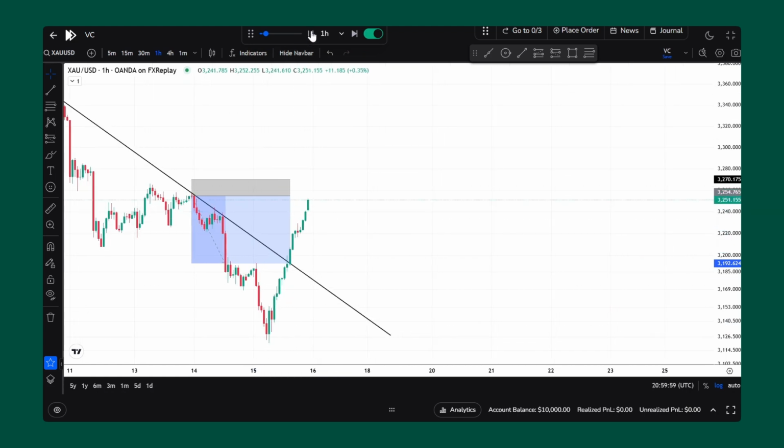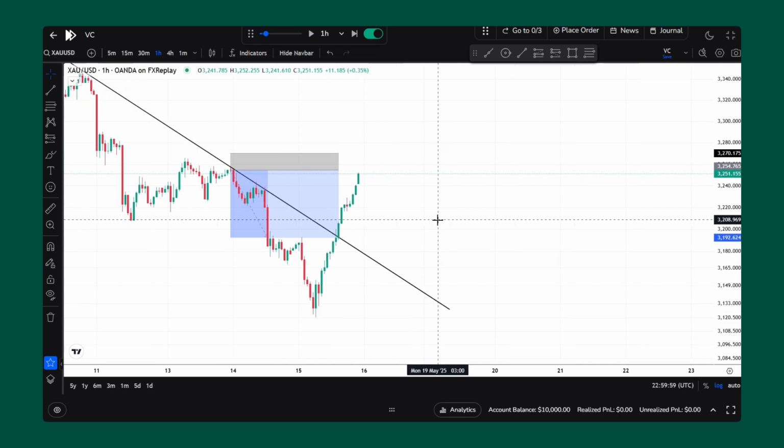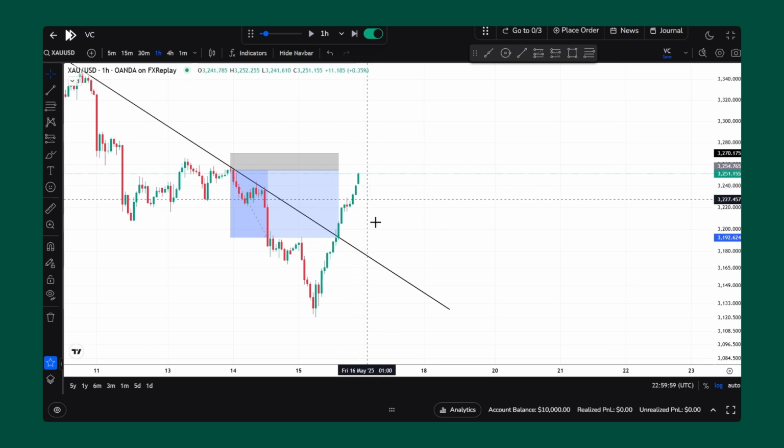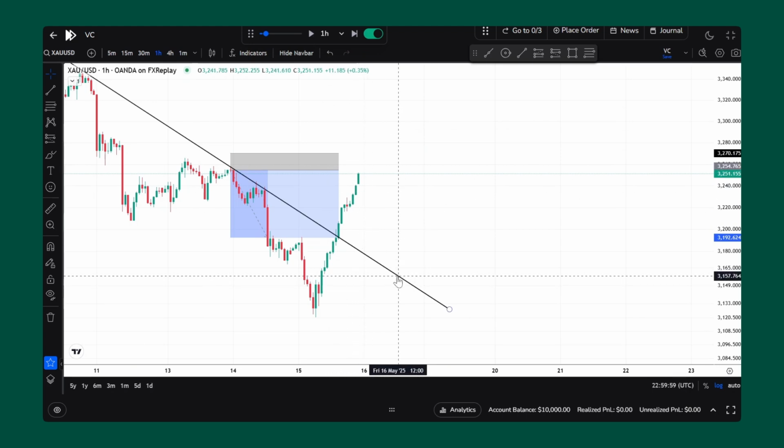Price breaking out of this sell trend line means that there is a potential change in market direction from bearish to bullish. So we are going to wait for price to retest this trend line and take a buy position.